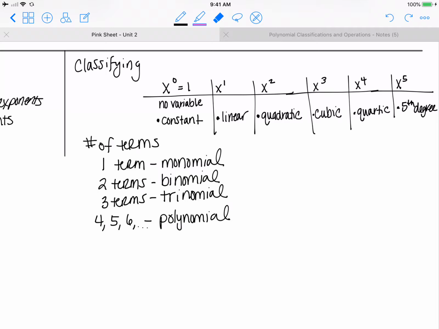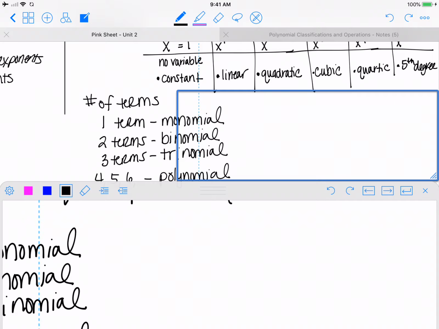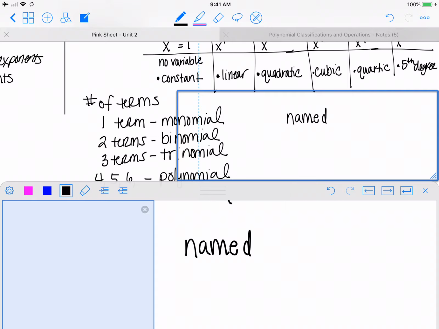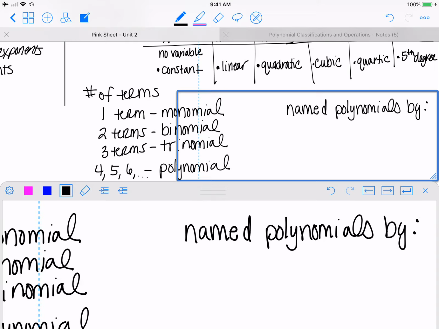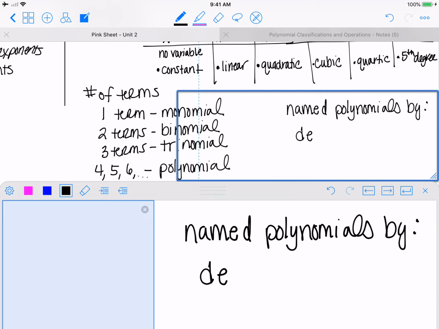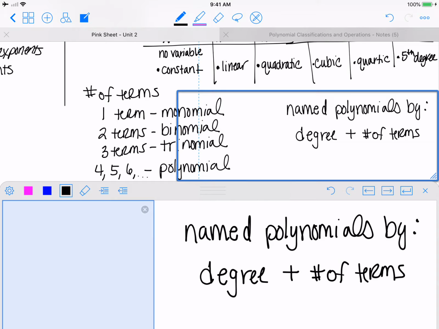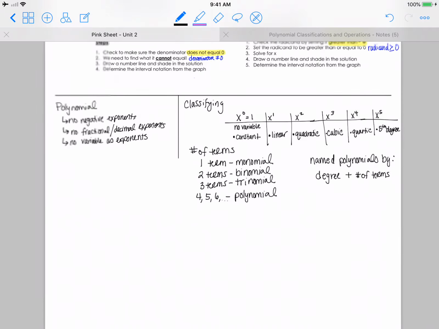So let's just go ahead and add on here how we name polynomials. So we name polynomials by the degree plus number of terms. So the degree plus the number of terms. So we can add that to our pink sheet.